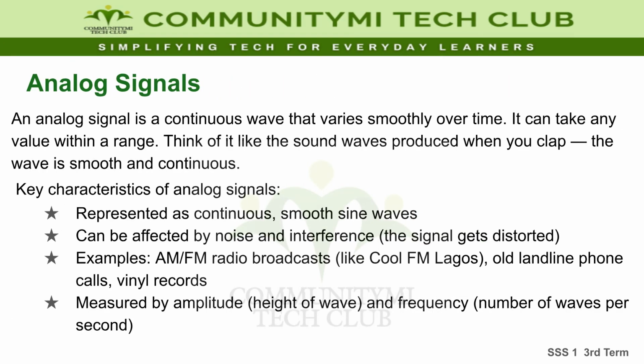Analog signals are continuous, smooth sine waves, like the sound of clapping. They are measured by amplitude and frequency, but they are easily distorted by noise or interference, which is why older radio broadcasts often had static.